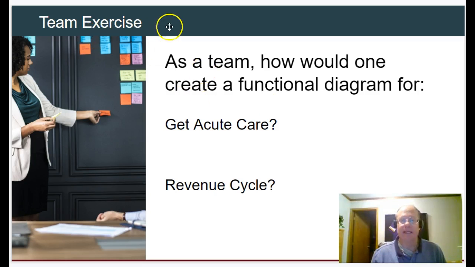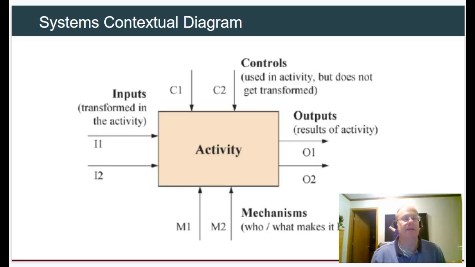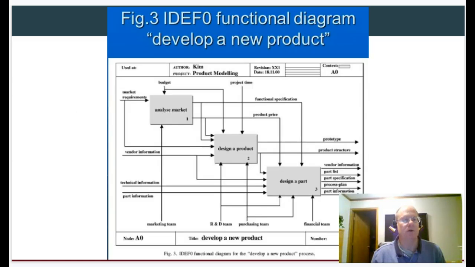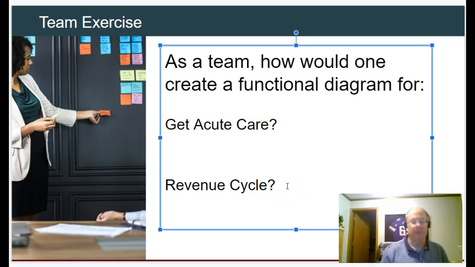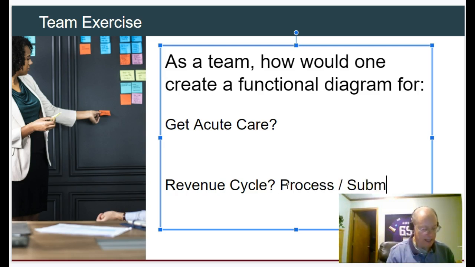And as we take a look at our team exercise that I'd like you to do, create that functional diagram back to this contextual diagram, and then of course bring it down into its various components. I would like you to do that for acute care. Get acute care, that action in there is actually a verb. So this actually wouldn't be revenue cycle. It would be process/submit claim.